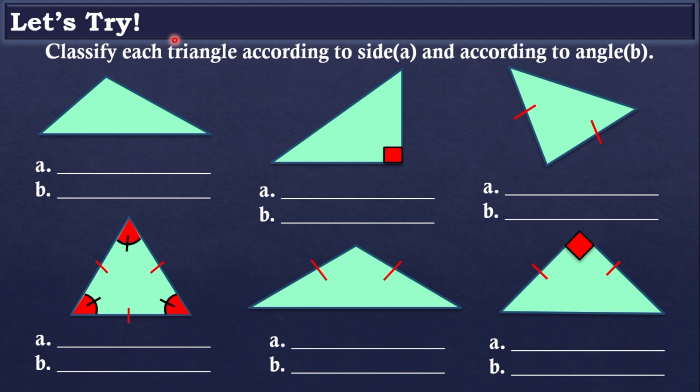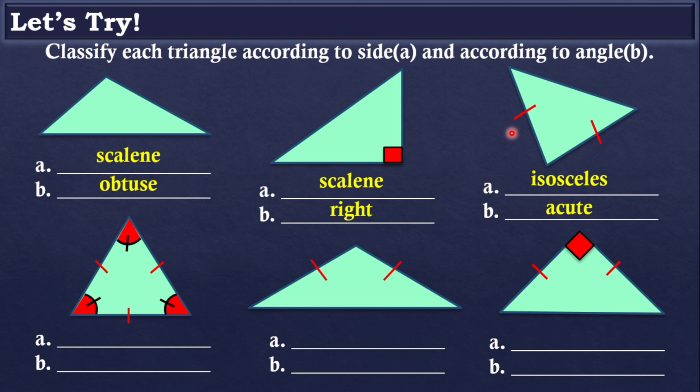Let's try. So, classify each triangle according to side. So, that is for A. And according to angle, that is for B. So, let's have this one. So, since wala siyang markings, this is scalene. And according to angle, so since we have here one obtuse, this is an obtuse triangle. Next, so we have here, so there's no markings, this is a scalene. We have one right angle, so this is a right triangle. We have two sides are congruent, so this is isosceles triangle. And for the angles are all acute, so this is an acute triangle.